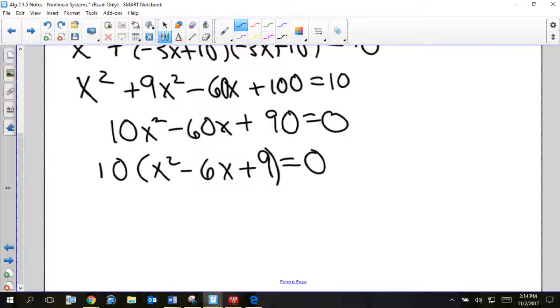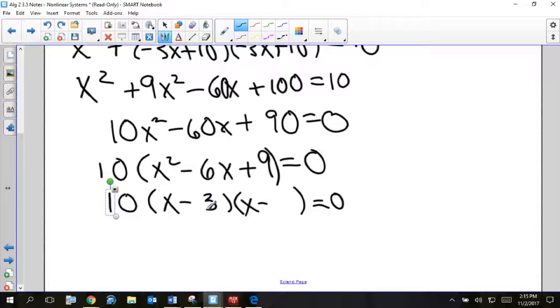Now, x squared minus 6x plus 9. Two parentheses. Start with x and x. What are my signs going to be? Two negatives. How do I multiply together to give me 9, but add to give me negative 6? 3 and 3. So I really have 10 times x minus 3 squared equals 0.